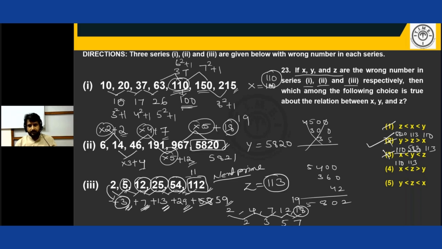And what are the correct numbers? 100 in the first series, 5821 in the second series, 113 in the third series. So Z is actually 112. It is a 112 is the wrong number. I'm sorry. Okay. Anyway, you understood the pattern, I think. Now, based on the same logic, you have the next question also. It is a typical question.